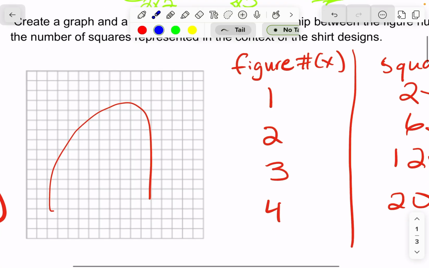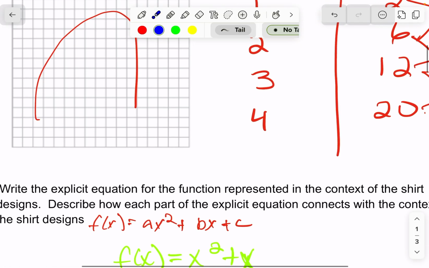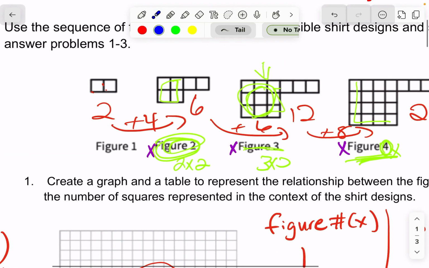So when you're looking at the design, each figure grows both downward and to the side. So it is growing this way and it is growing that way. The squares added to the top match the figure number. That's where the plus x comes from.